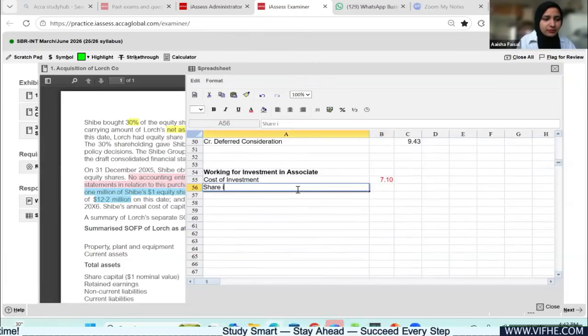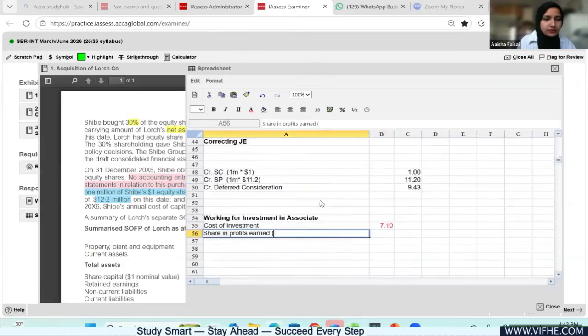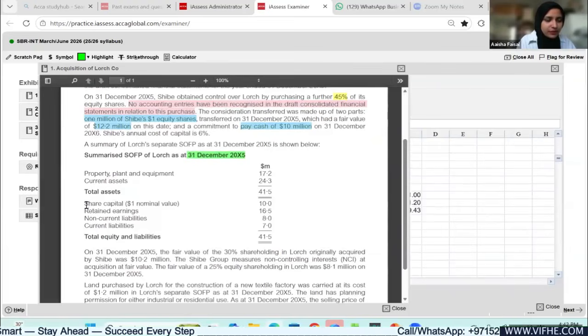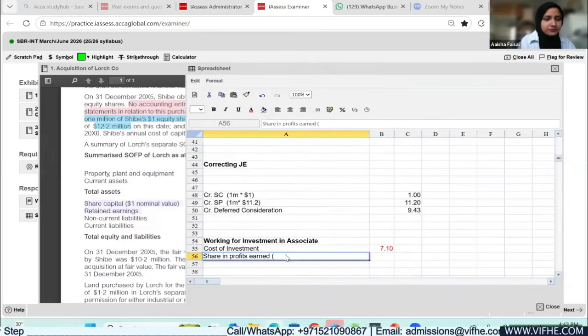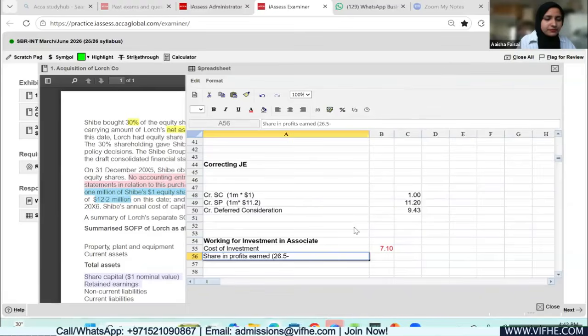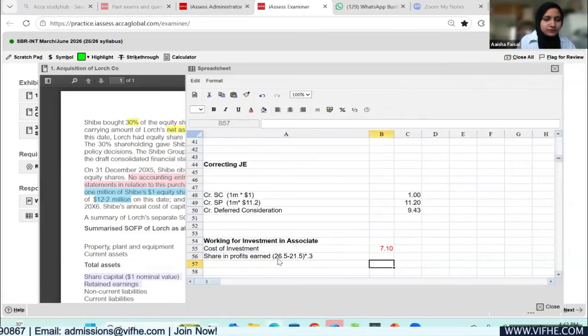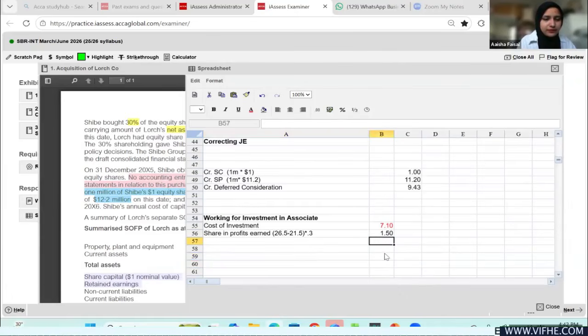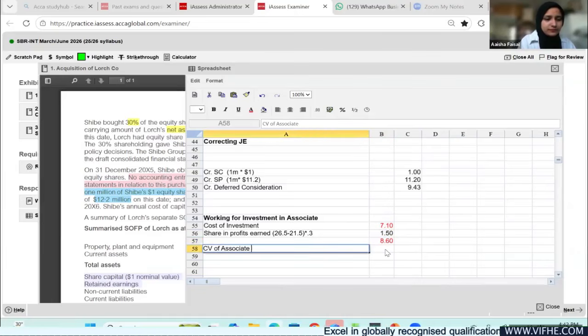Then share in profits earned. So how much are the profits earned? 26.5. For those who are asking how I got the 26.5, look over here. Share capital and retained earnings, 10 and 16.5. So 26.5 less 21.5 into your 30%. So carrying value of associate at acquisition date.